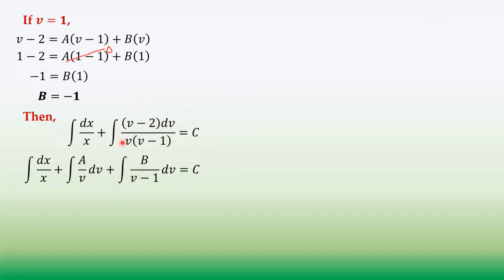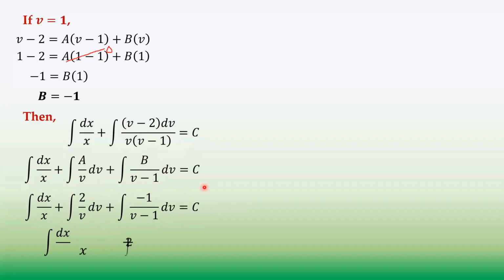Itong part na to, meron niyang katumbas na sum ng partial fractions. Ito yun, yung ating kanina solve using integration of rational fractions. Okay. Palitan natin yung a and b. We have dx over x, then a is 2, b is negative 1. Ayusin pa natin. Dx over x, labas ko yung 2. So we have db over b minus, ito, negative 1 kasi yan. So negative and positive will become negative. So we have minus integral of db over b minus 1 equals c.